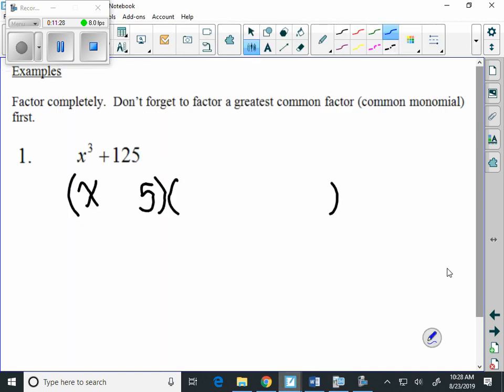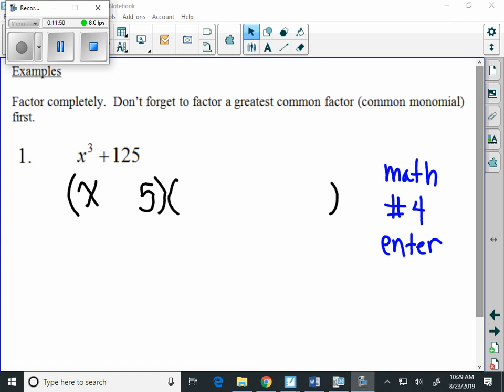Again, Math, number 4, that function. You can arrow down to it, or you can type in the number 4, and then enter will give you the cube root button on your calculator. So now we know how to use our calculator. Let's finish this problem.